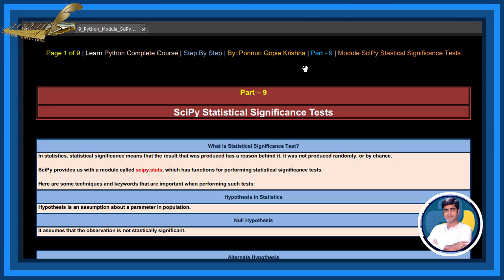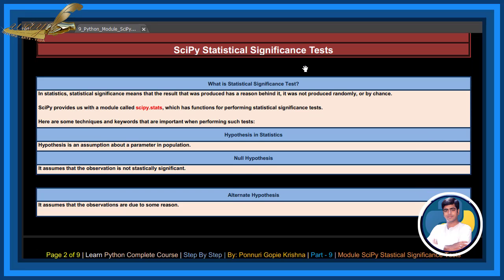In this session, let us learn about SciPy statistical significance tests. What is a statistical significance test? In statistics, statistical significance means that the result that was produced has a reason behind it. It was not produced randomly or by chance. SciPy provides us with a module called scipy.stats, which has functions for performing statistical significance tests.